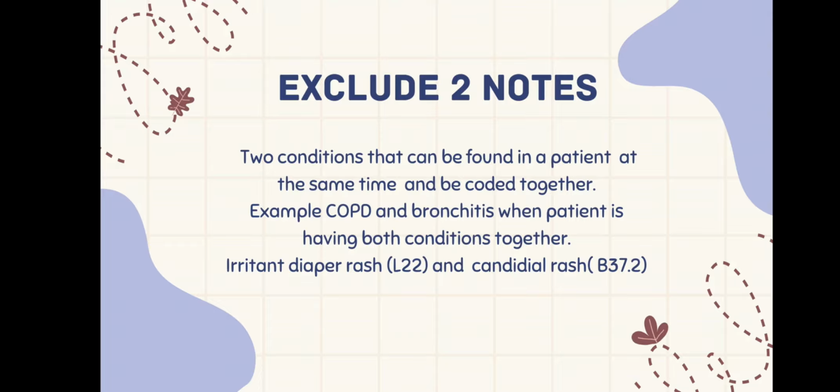Another example is irritant diaper dermatitis and candidal diaper rash. An infant may first develop irritant diaper dermatitis due to prolonged contact with urine or stool. Because the skin becomes damaged, Candida, a yeast infection, can grow in the affected area, causing candidal diaper rash. In this situation, the child has both conditions at the same time. Therefore, under an Excludes 2 note, both diagnoses may be coded if the provider documents both conditions.